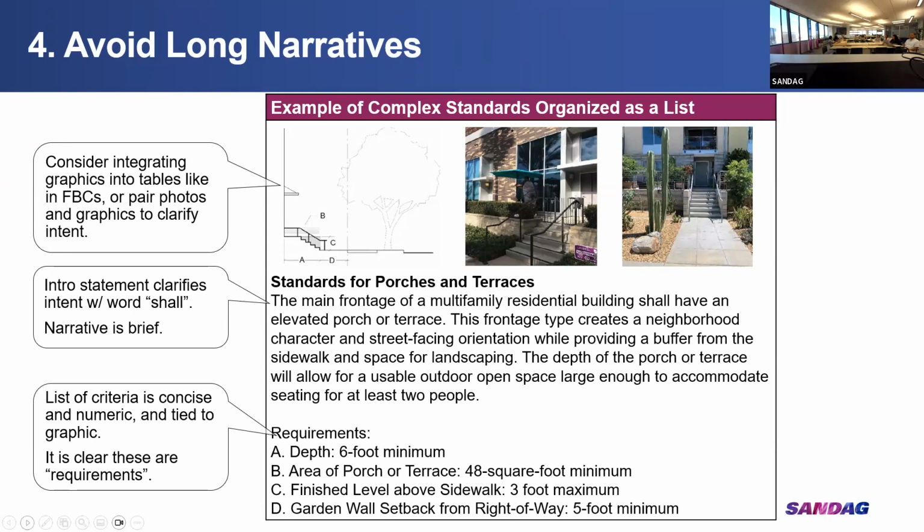Another way to accomplish this is through the use of tables. Form-based codes use this technique a lot, where they use a table and then a short narrative and some requirements that are keyed to a diagram and photos. This can really help again with interpretation. It's great to really be specific about where the requirements are, and having things like dimensions and minimums, maximums, etc. Next slide.